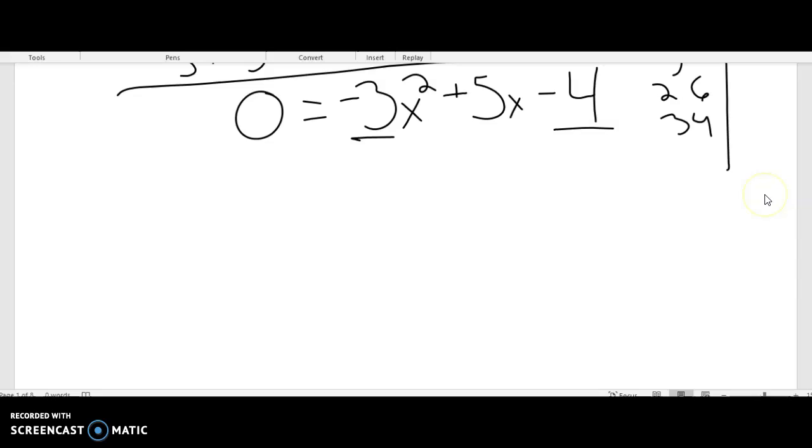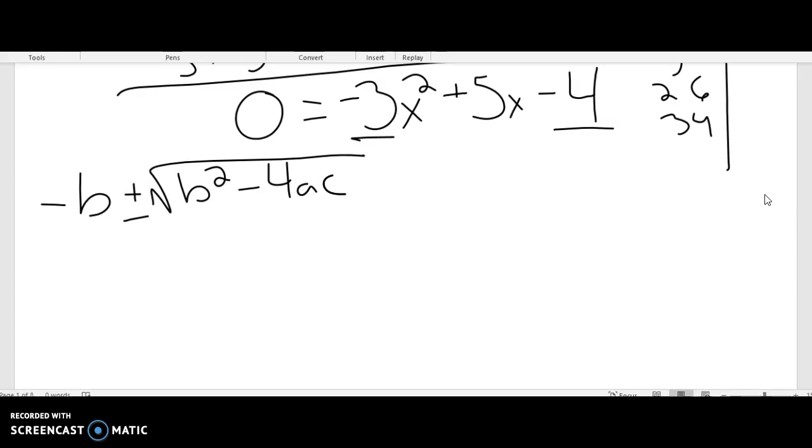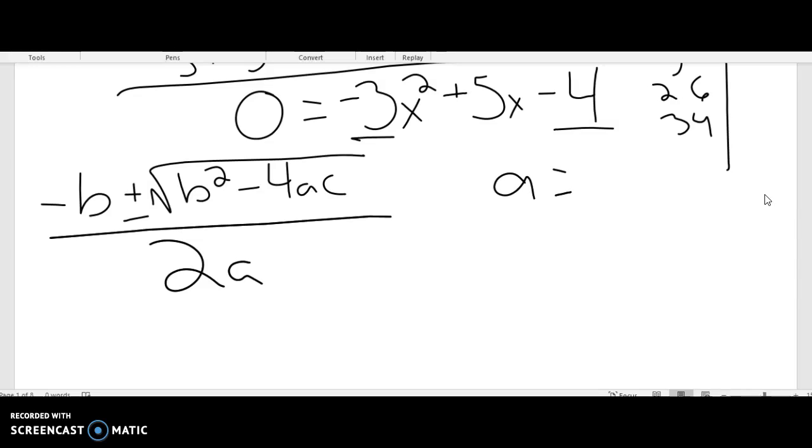Look at us go. All right, so as a reminder, you will always have your quadratic equation given to you on your formula sheet for any of your state exams. But it is negative b plus or minus the square root of b squared minus 4ac all over 2a. All right, and we know that a is going to be negative 3, b is going to equal 5, and c is going to equal negative 4.